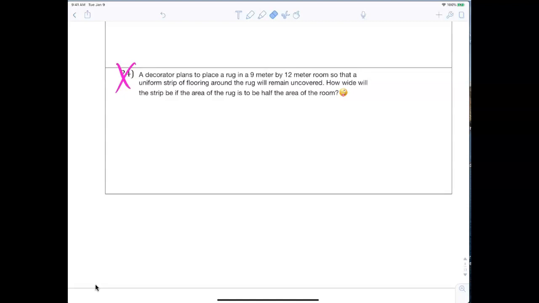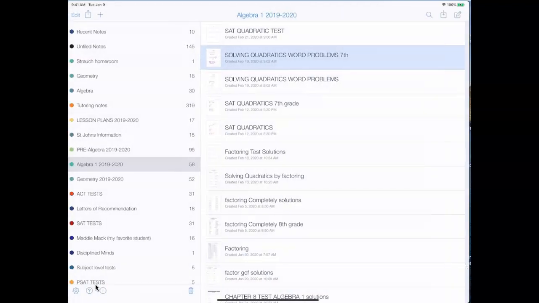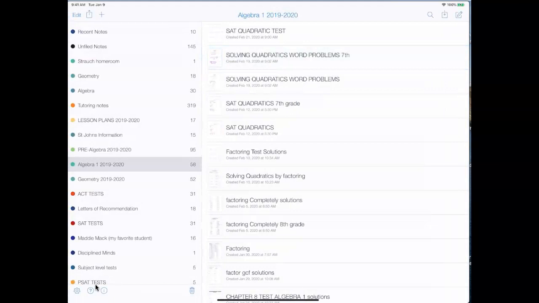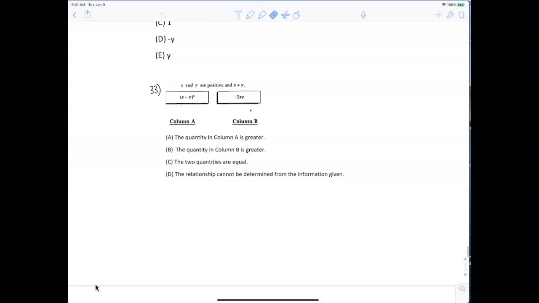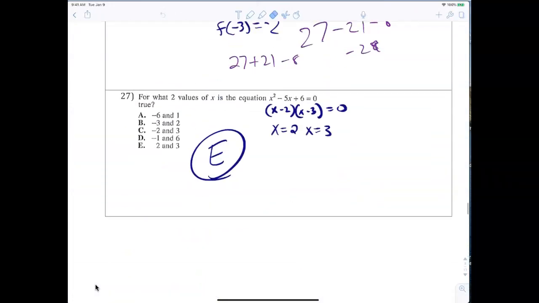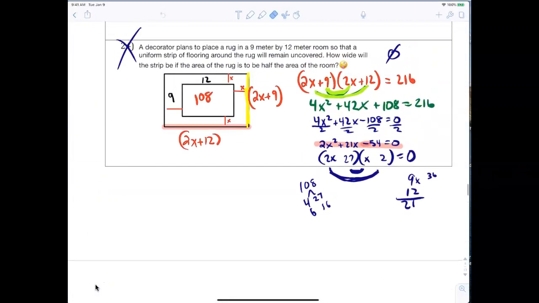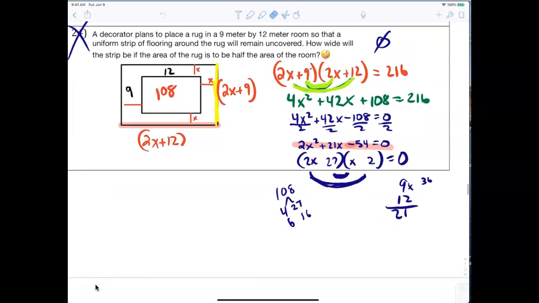A uniform strip would be this. Let me show you what a uniform strip would be. Here we go. For those of you who tried it, this is what it should look like. So here is what I have drawn on number 24.